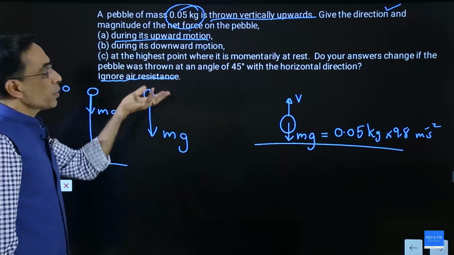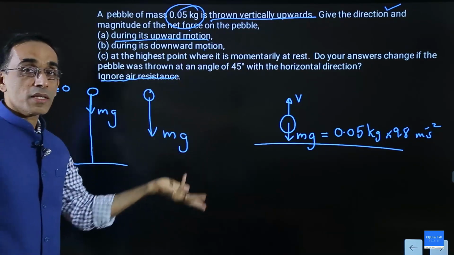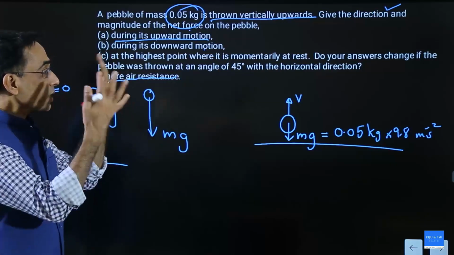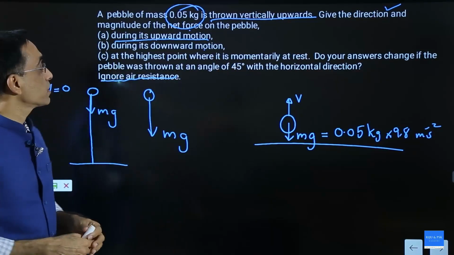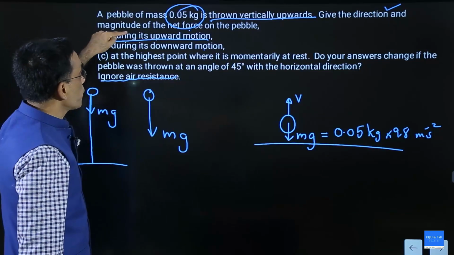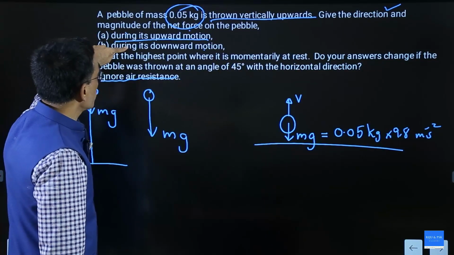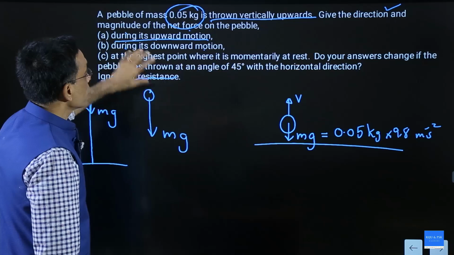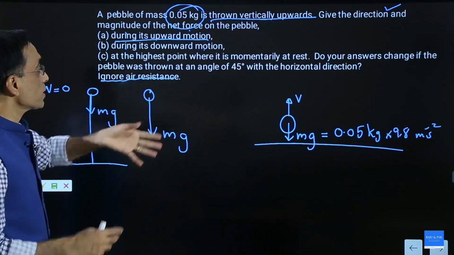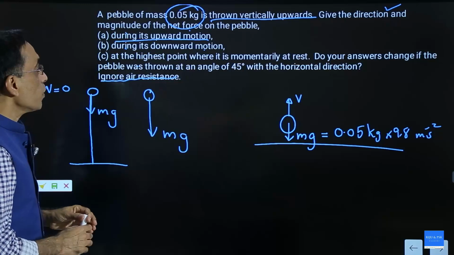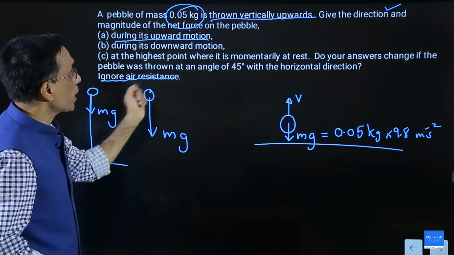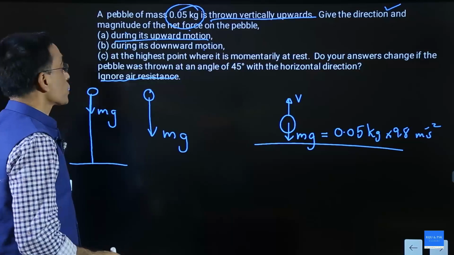So you studied this in motion in a straight line and motion in a plane: if you throw anything in the air, there is gravitational force acting on it, and it's always downward. So during upward motion, during downward motion, and at the highest point there is a force acting on the body. We neglect air resistance, and that force is equal to mg. Now, does your answer change if the pebble was thrown at an angle of 45 degrees with the horizontal?